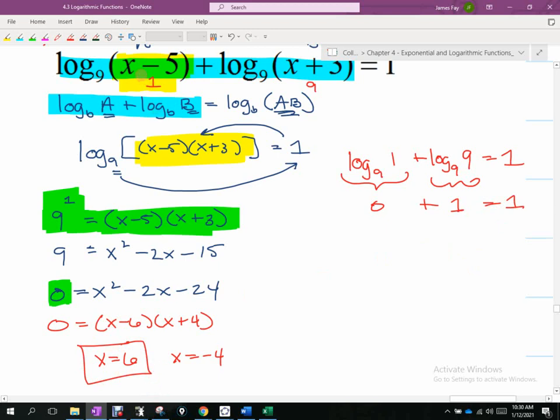What about negative 4? I cannot have a negative inside the argument here because that would give me log base 9 of negative 9. And there's nothing you can raise your base to that gives you a negative number. There's no way to generate a negative 9 by using just exponents from 9. Does that make sense?